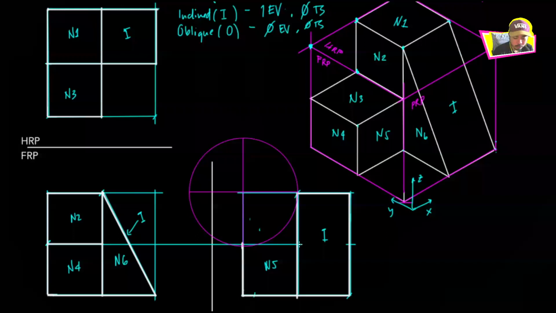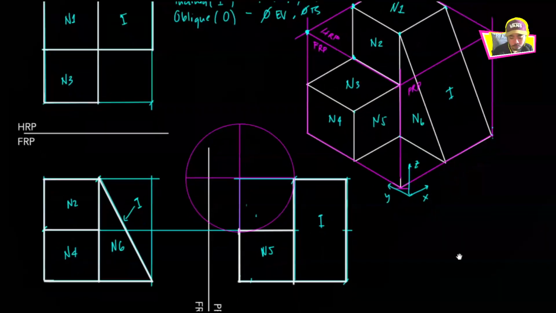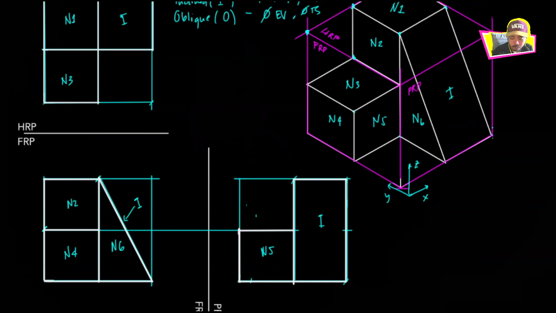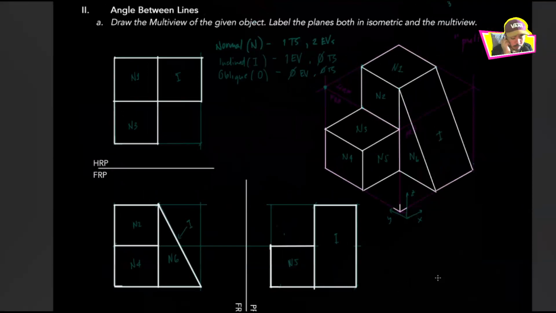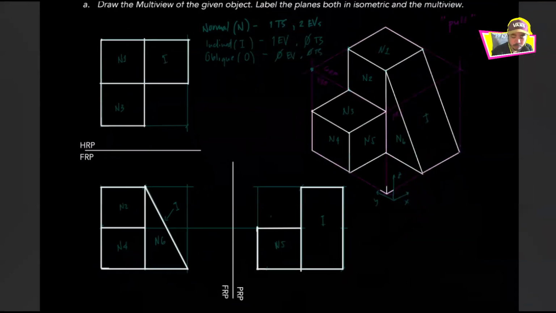Okay. Last, ito. If we dim our construction lines, it should look like this now. And it makes sense now. Tama?